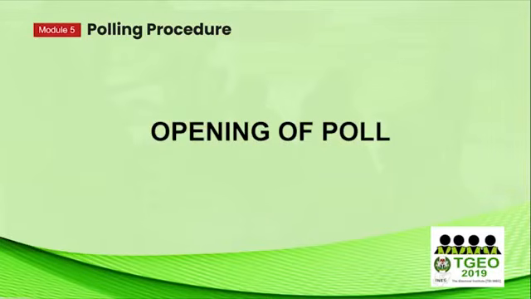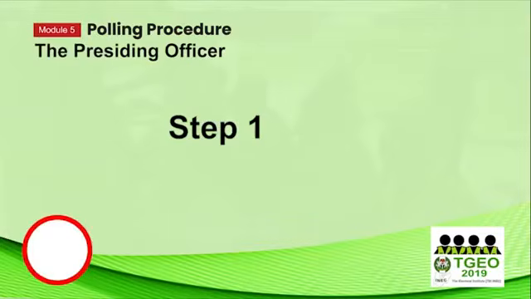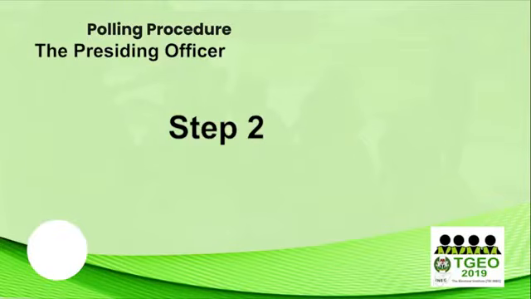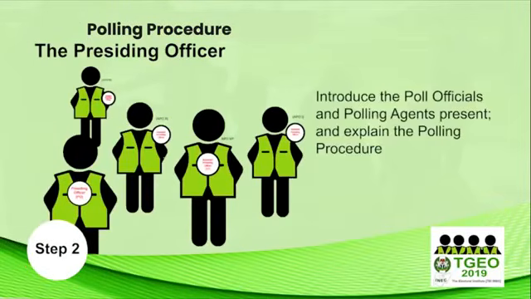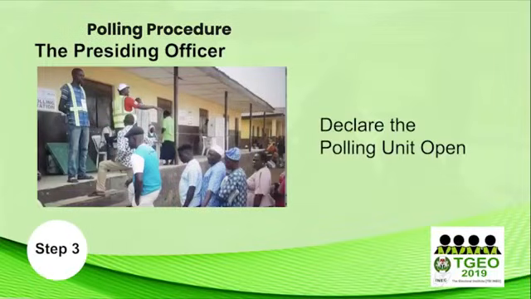Opening of poll. At 8 a.m., the presiding officer shall: Step 1. Allow voters into the polling unit or voting point in an orderly queue. Step 2. Introduce the poll officials and polling agents present and explain the polling procedure. Step 3. Declare the polling unit open for polling.